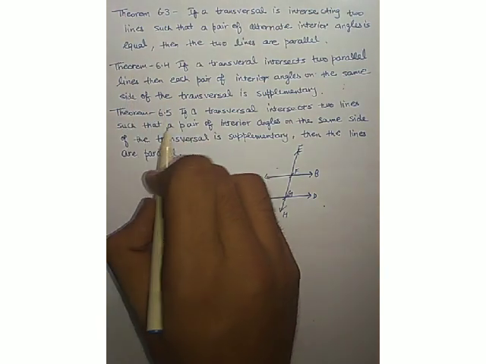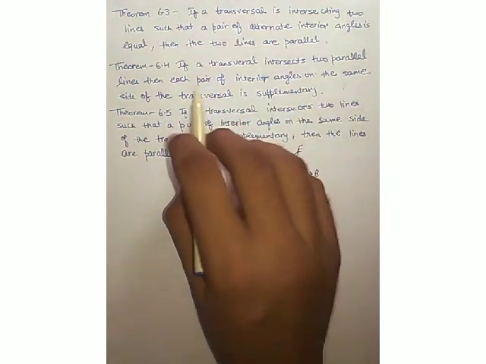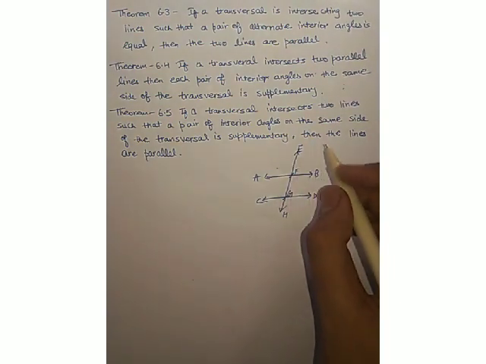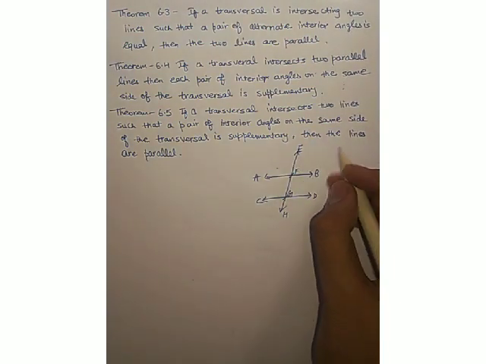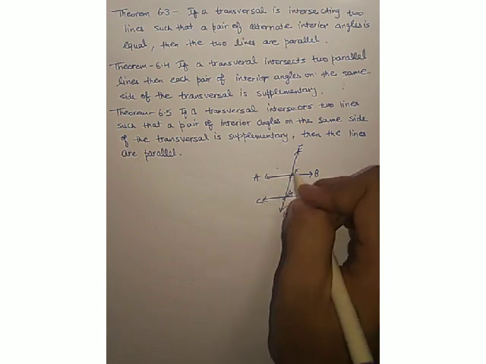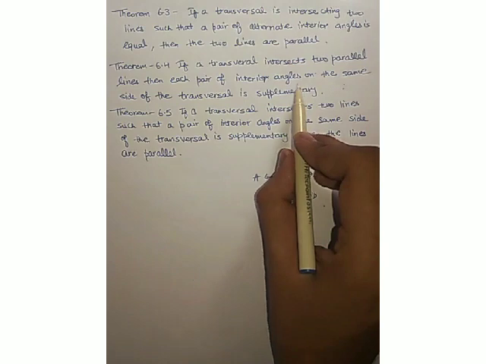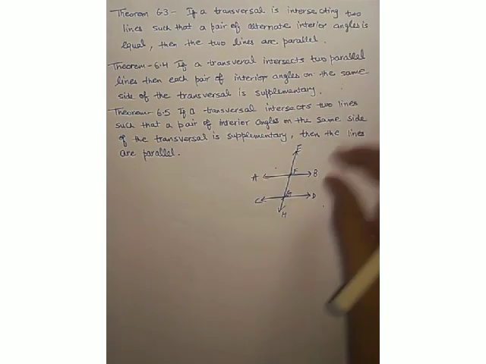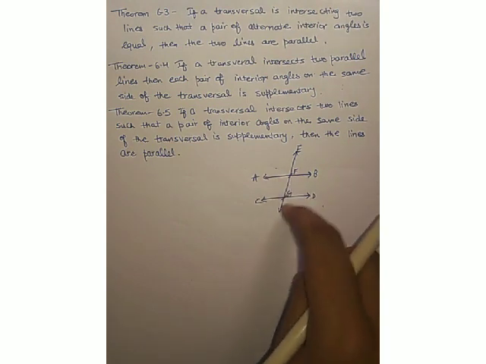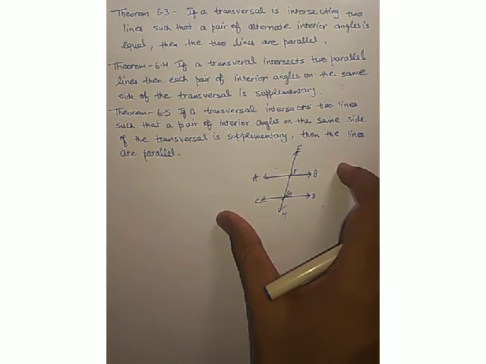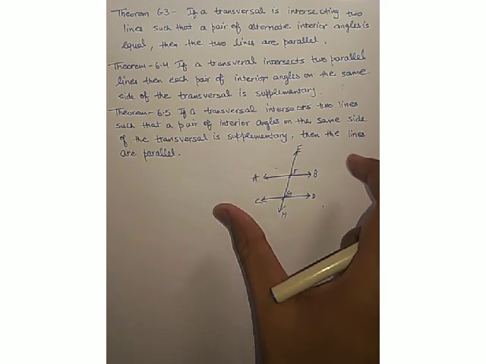If the alternate interior angles are equal, then the two lines are parallel. Theorems 6.4 and 6.5 are also the converse of each other. They say that if a transversal is intersecting two parallel lines, then each pair of interior angles on the same side of the transversal, AFG and FGH, the sum will be 180 because they are supplementary, and theorem 6.5 is the exact converse of 6.4, that if the sum of these two angles is 180 degrees, then the lines will be parallel. So these were the theorems and axioms that will be used in this exercise.